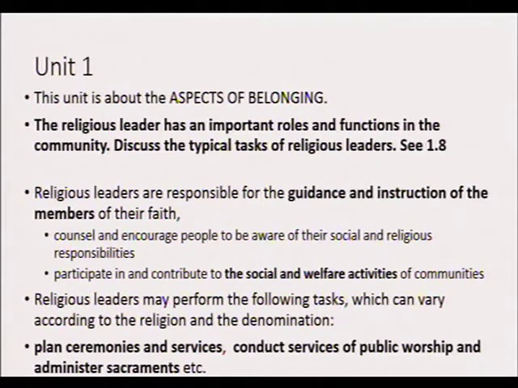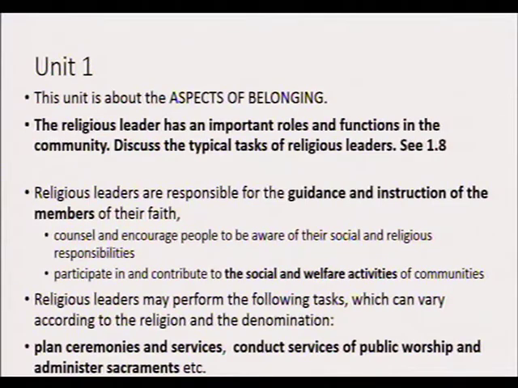Let's start with unit 1, what you need to pay more attention to. This unit is all about the aspects of belonging. For example, we need to study that the religious leader has an important role and function in the community. So what are the roles? What are the typical tasks of a religious leader? That is covered very well in unit 1.8.